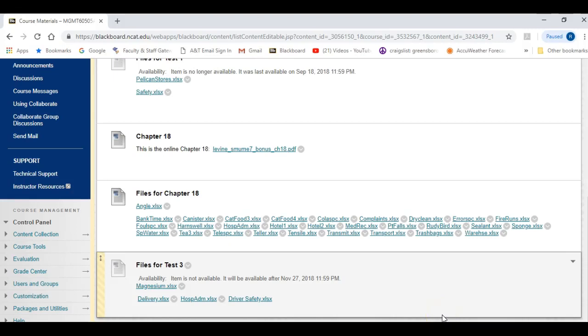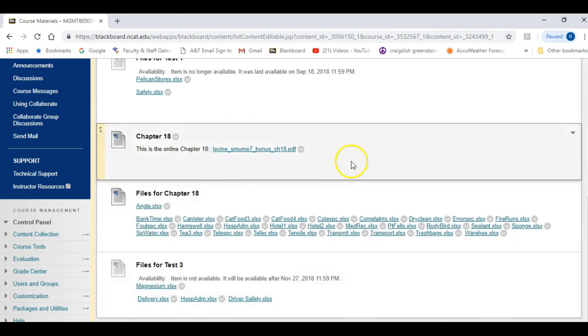Hello, this week we're going to start chapter 18 where we're going to look at statistical applications in quality management. This chapter is an online chapter, which means that it is supposed to be available through the publisher's website along with the files that you need to work the problems. However, I can't seem to get hold of either of them.